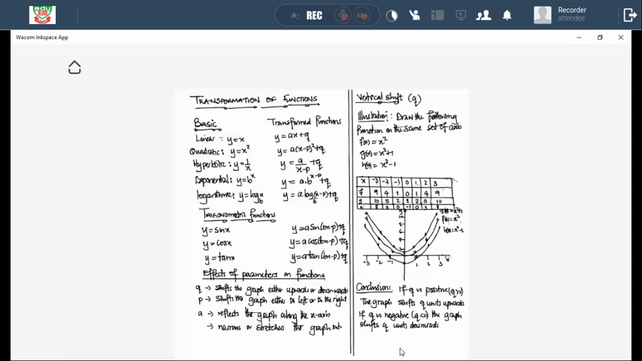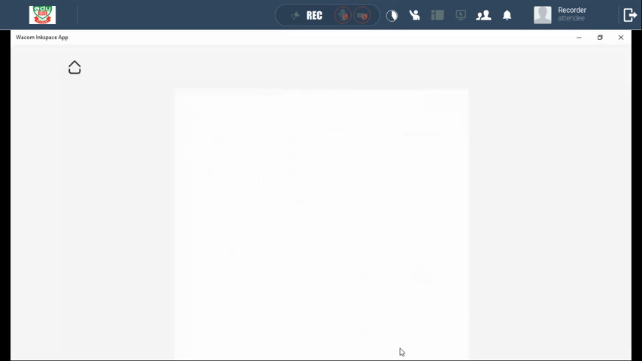Now I'm going to look at the basic examples, and I'm going to be applying this notion. Remember, this is a notion which is coming from your grade 10. Okay, let's look at an example.